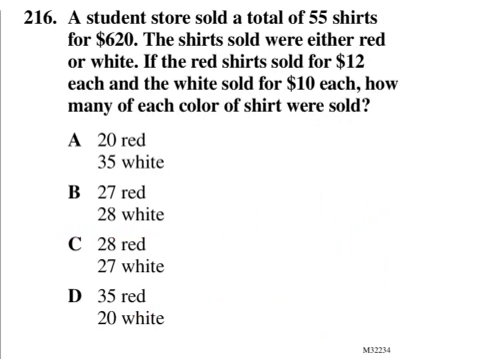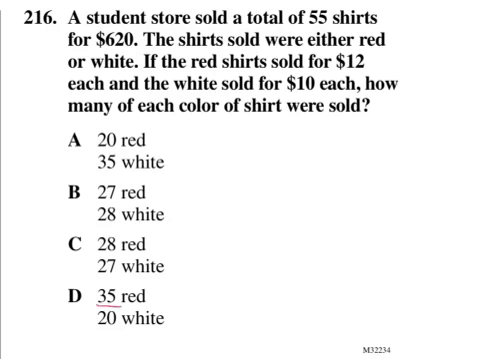All right, the student store sold 55 shirts and made this much. Red shirts and white shirts. Reds were $12, $10 for whites. How many of each color? So what we do is we plug them in one by one. I'm going to start with D. Let's see if D works.